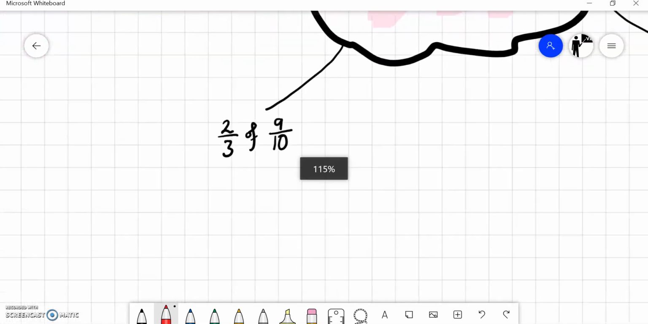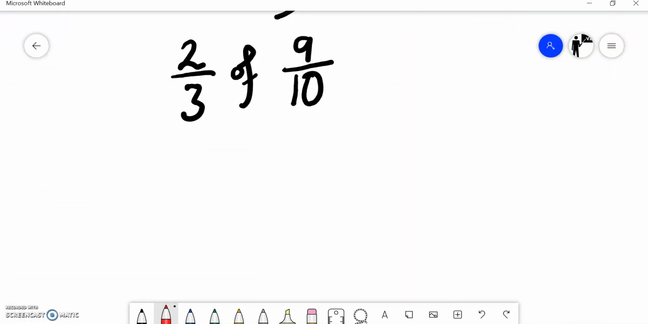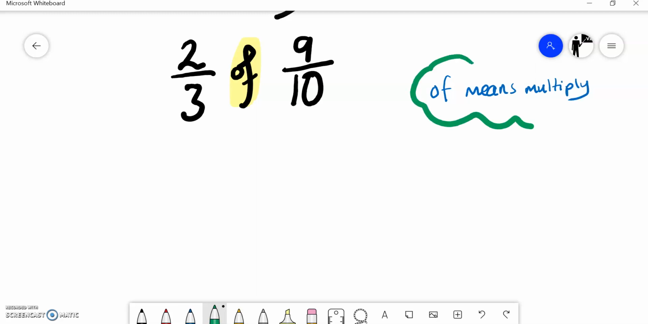Example 3, we've introduced this problem here. 2/3 of 9/10. So the big thing here is this word of. You need to know that in the context of fractions, and I should copy this down, of means multiply. So when we see a question that says find something of something, that means we're going to multiply.